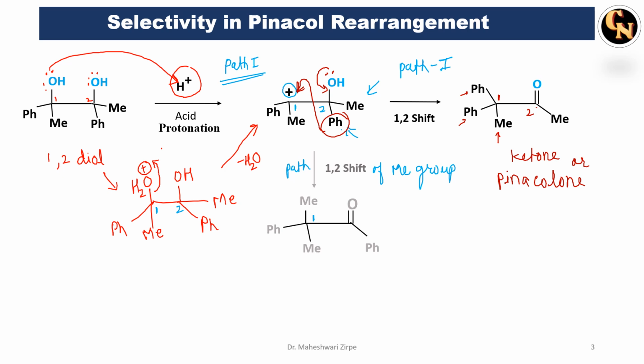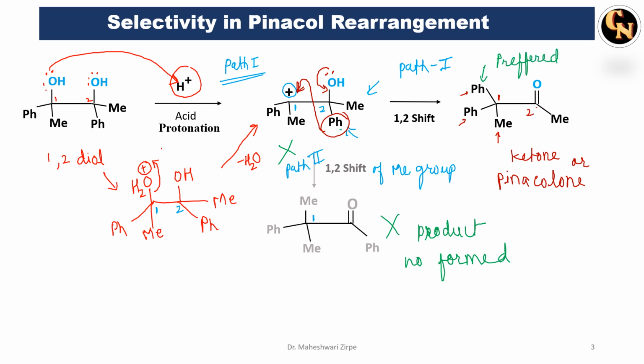But path 2 is not followed. Okay, can anyone tell me why path 2 is not followed? Why is this product not formed? This product will not be formed. Why is it so? Because of the selectivity. The group which is going to stabilize the positive charge more, among phenyl and methyl, phenyl group is going to stabilize it more. That's the reason: because of its stabilization due to resonance, phenyl group is preferred.